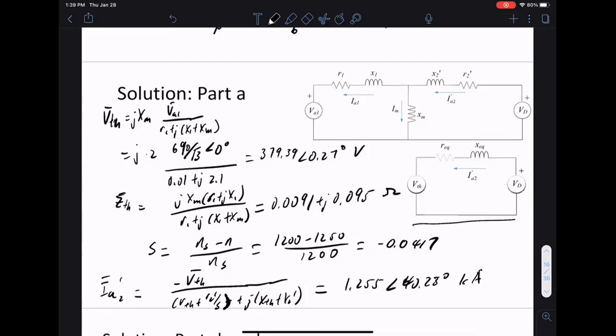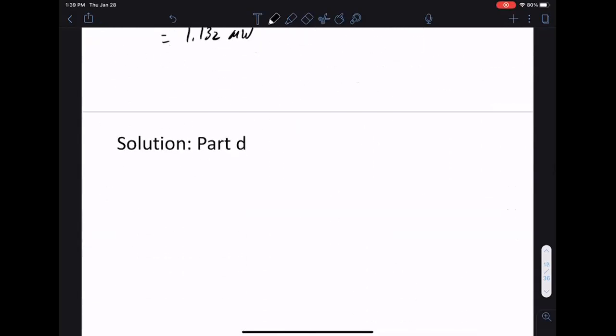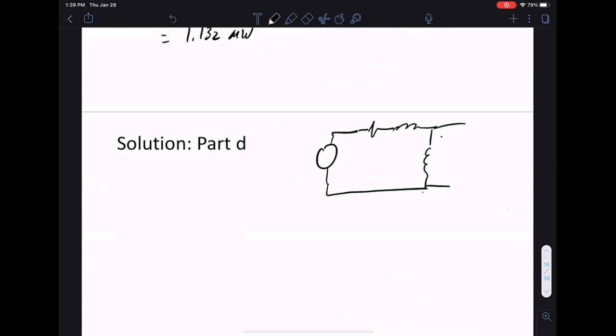Okay, so what we need to do for this part is re-expand, right? So we have to draw out this part. Okay? So what we know is IA2 prime. We know the complex current flowing this way. But what we want to do is figure out this current, because I want to compute the loss over the first resistor, right?